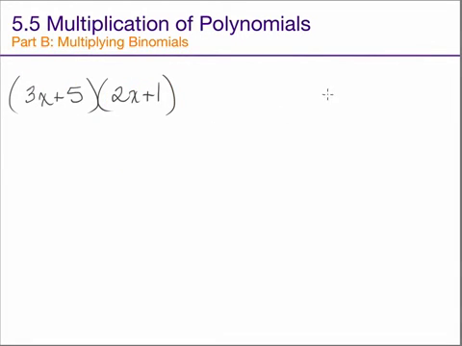Here's the same problem again. I'd like to do it by stacking them this time, or the column method. Your textbook calls it the column method. This is similar to what we did in the last part, except that instead of just having a monomial on this line, I have a binomial.